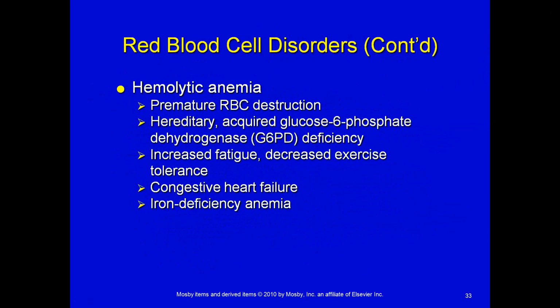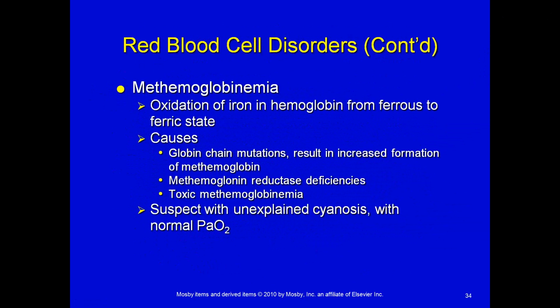Hemolytic anemia is premature destruction of the red blood cells. It is hereditary. It's acquired glucose 6-phosphate dehydrogenase deficiency. As a result of this deficiency, red cells are prematurely destroyed, and so they're anemic, and because they're anemic, they have increased fatigue, decreased exercise tolerance, congestive failure, and it's also an iron deficiency anemia. So iron poor blood exacerbates this condition.